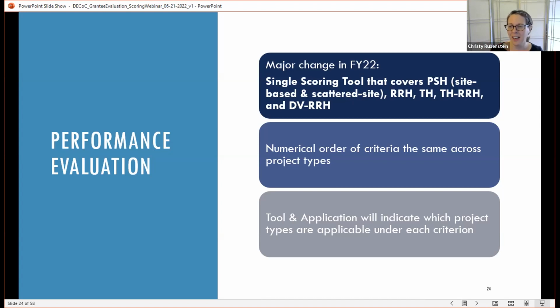And the tool and the application both will indicate whether the specific criteria applies to your project type or not. So just be aware that you'll be able to see, for example, that if it's not blacked out on the application, it applies to my project type. But if it is, then that one doesn't apply.